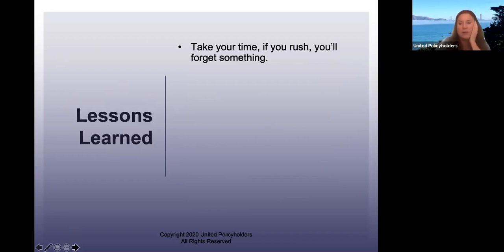Take your time, okay? It's a year and a half later for most of you, but if you rush, you'll forget something. Take your time. I tell people who are correcting the estimates, maybe either set aside an hour a day, an hour every other day, or do 1 room a day, something like that, and just, as they say, eat the elephant 1 bite at a time.